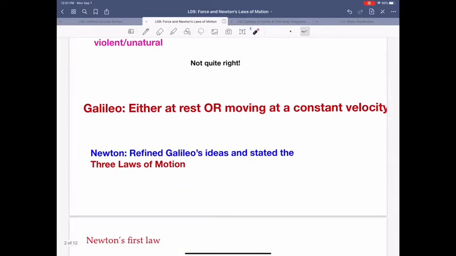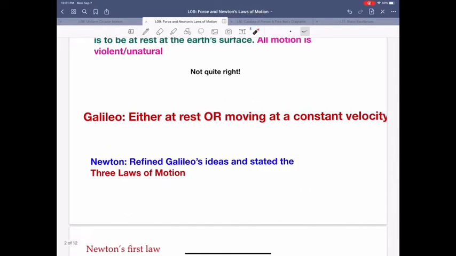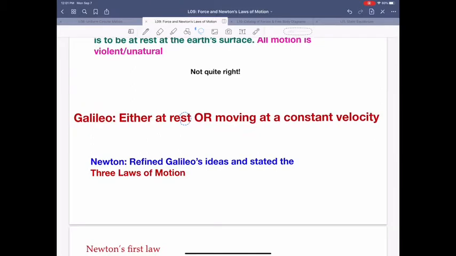Then came Galileo around the 1600s, and Galileo argued that while being at rest on the Earth's surface is one of the natural states of motion of an object, it could also be moving at a constant velocity. So, according to Galileo, the natural state is either to be at rest or moving at a constant velocity. Again, constant velocity means it's moving along a straight line at a constant speed. Now, Galileo's argument went this way.